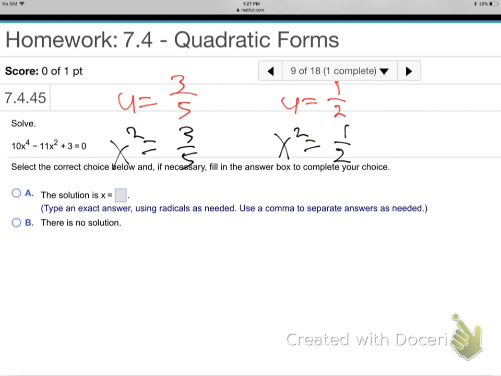Is that good? And then how do we finish? How do you solve for regular X now? Square root it. Root it, when you put a roof on the house, up and down, plus or minus. So you get plus or minus root of 3 over root 5.